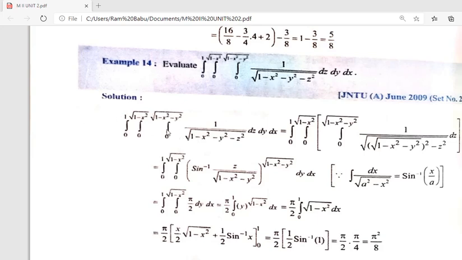Therefore we have to integrate this function with respect to z. The integral with limits 0 to 1, the integral with limits 0 to root of 1 minus x square, we are integrating this function with respect to z.